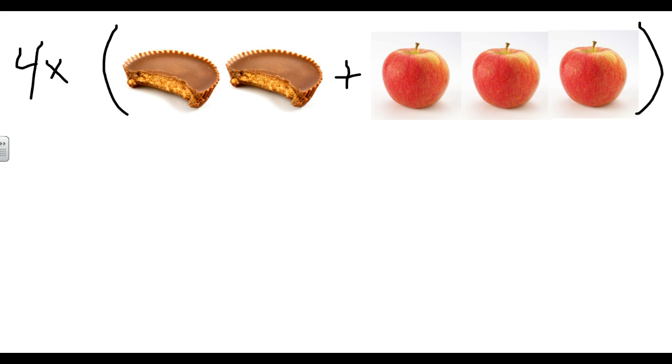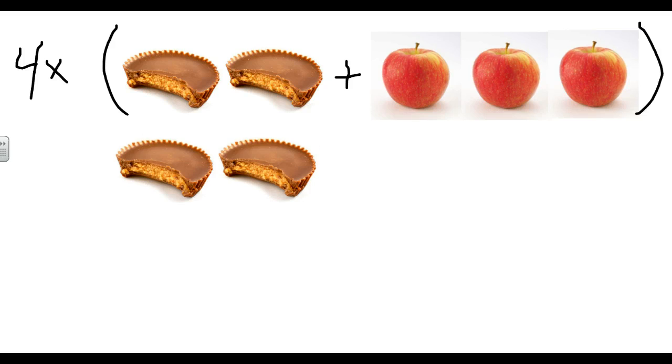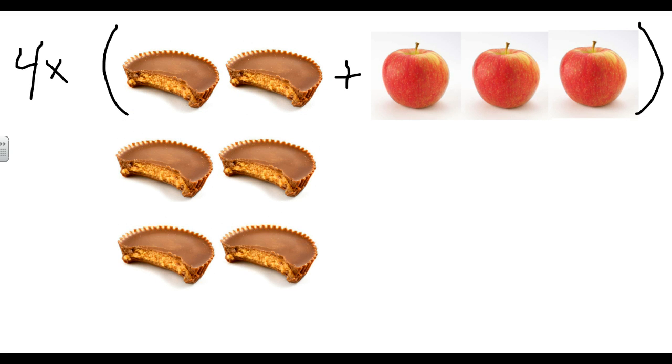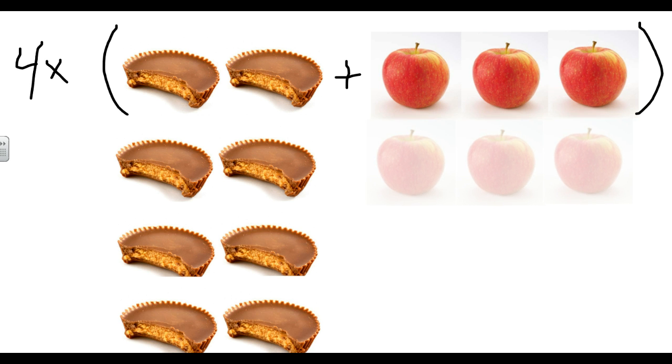So we have a plate with 2 peanut butter cups and 3 apples on it. We want to have 4 plates that look exactly the same. Well, each plate then is going to require 2 peanut butter cups, so you need that 4 times. And it's also going to contain 3 apples.